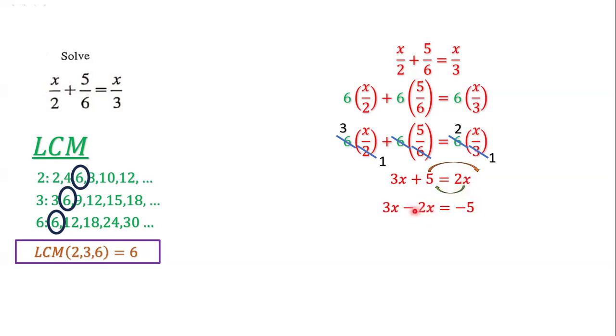And so what we have is 3x minus 2x, which equals x. And on this side, we just have a negative 5. So again, 3x minus 2x is equal to x, and we just have negative 5 here. And so the answer is x is equal to negative 5. And that's the answer to our linear equation. x is equal to negative 5.